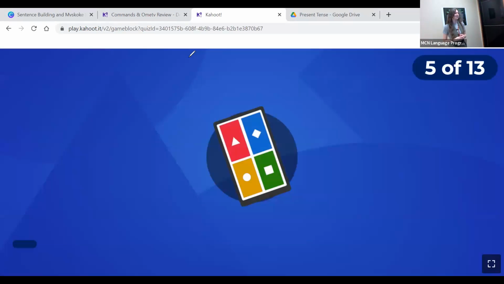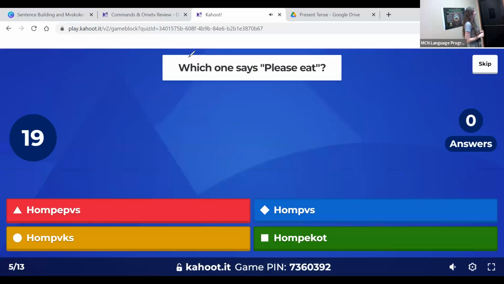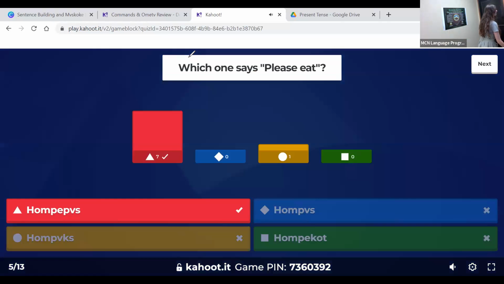Heck yeah, answers should go forward. Okay, which one says please eat? Is it home bus, home bucks, or home go? Ooh, so close. Yes, the answer is home bus. The reason it's not the yellow one is because that's the group one. It doesn't have the please in it. It just says everyone eat.